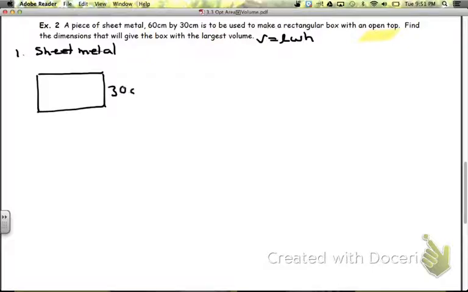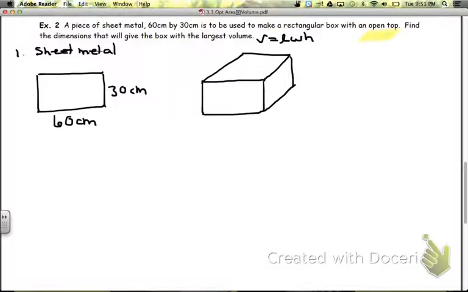So my width is going to be 30 centimeters and my length 60 centimeters. It is telling me that I'm going to use this piece of sheet metal and I'm going to build a rectangular box. So therefore, we're just going to have a box using our sheet metal. So bear with me here for a second. I'm no kind of artist, but I do try.